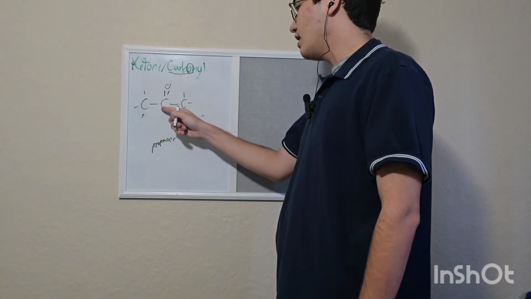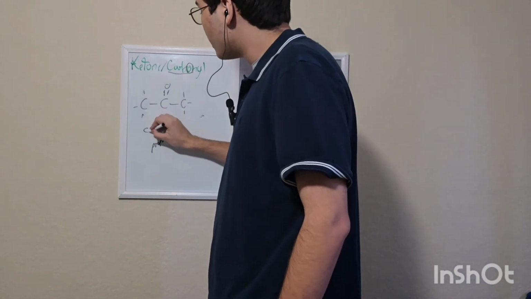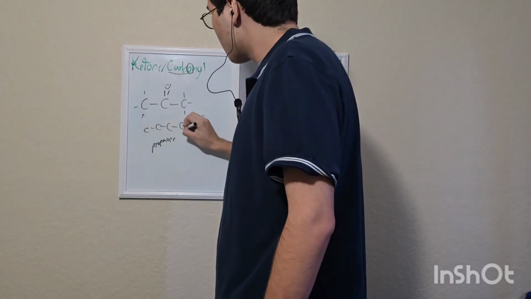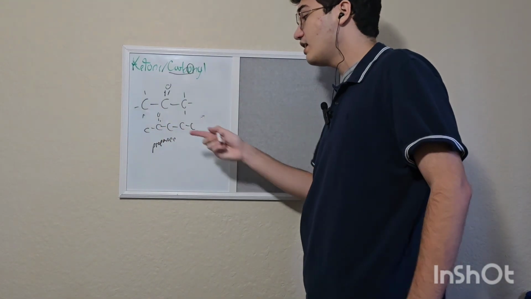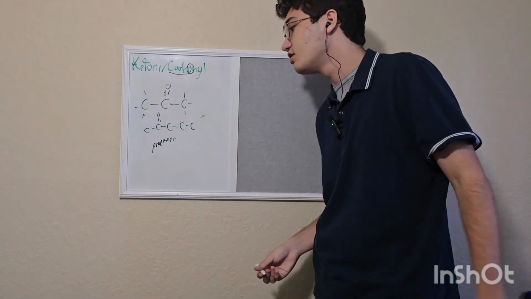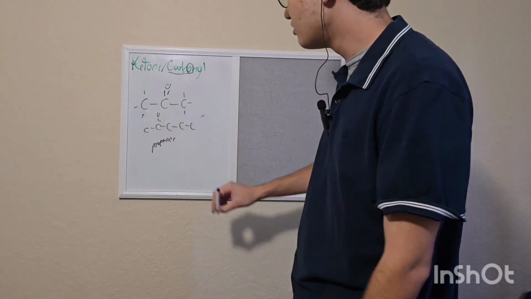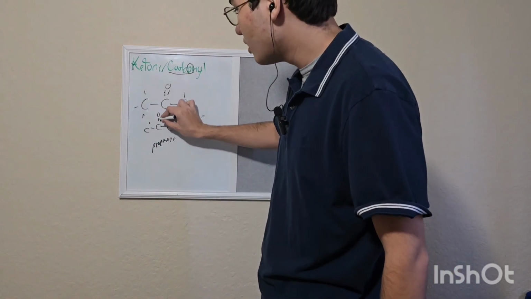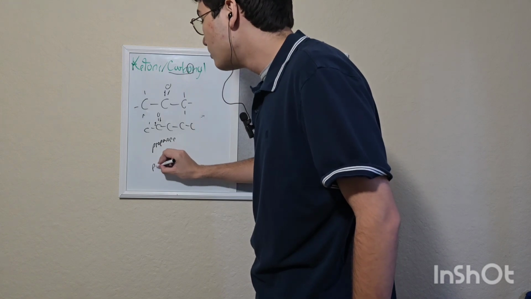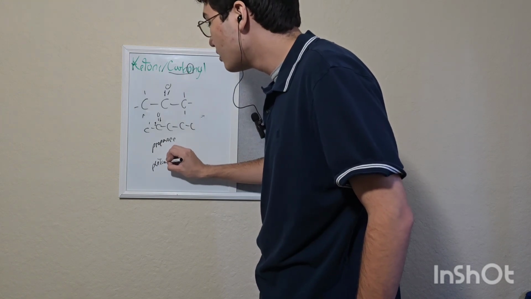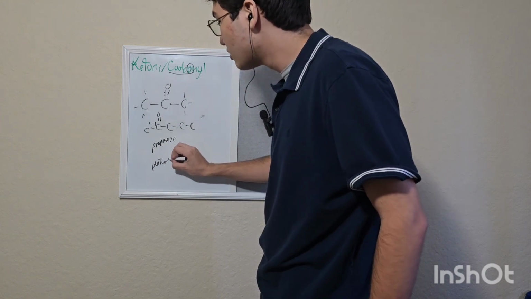And because that O can be in any of the middle ones, that means you will actually have to remember the ones and twos. For example, this would be a 1, 2, so that's a pentanone.